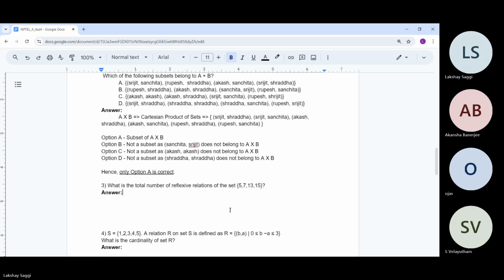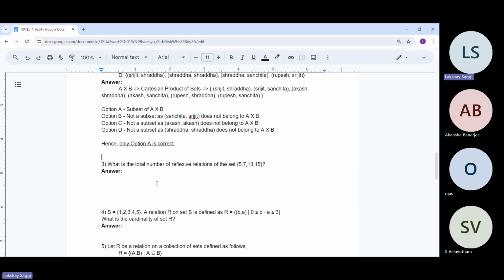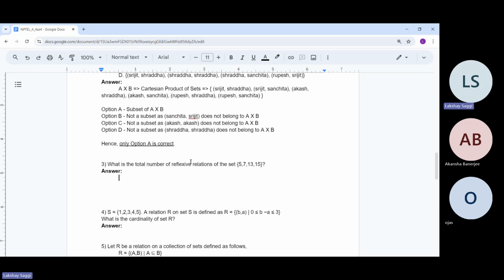Okay. Then we come to the next question, and this is a bit of an interesting question. The question asks, what is the total number of reflexive relations of the set 5, 7, 13, and 15? For this, we'll need to go back to the definitions of relations, like what actually is a relation. First of all, would anyone like to answer this in chat before I start discussing this? Any of you, like Ojas or Akansha, would you like to answer?